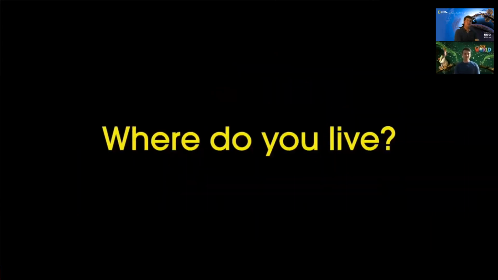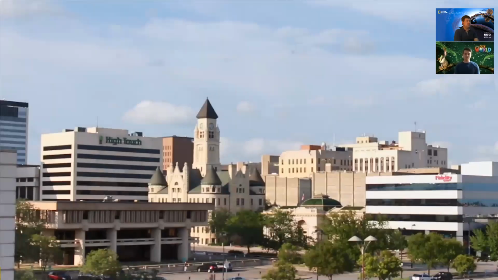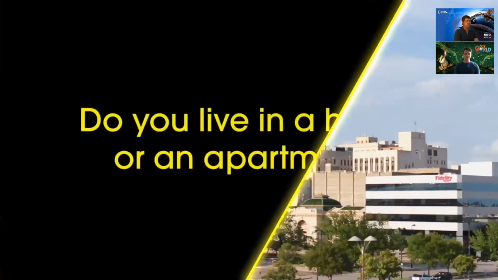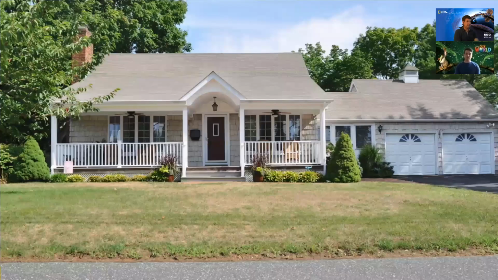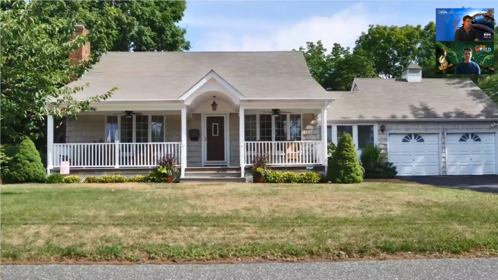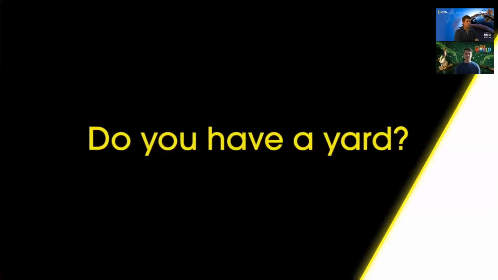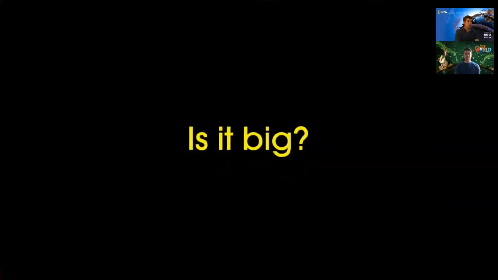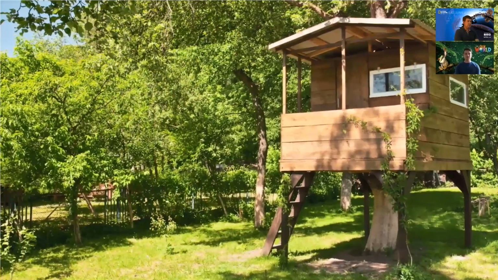Hi, AJ. Hello. Where do you live? I live in Wichita, Kansas. It's in the US. Do you live in a house or an apartment? I live in a house. What's your house like? My house is big. It has a living room, a kitchen, a dining room, and 4 bedrooms. Do you have a yard? Yes, I do. Is it big? Yes, it is. There are lots of trees. I even have a tree house with a little balcony.